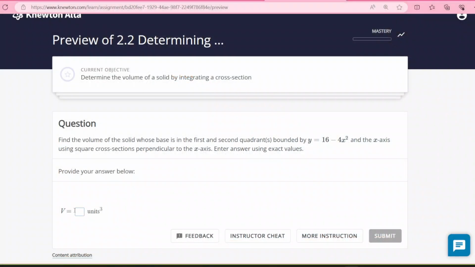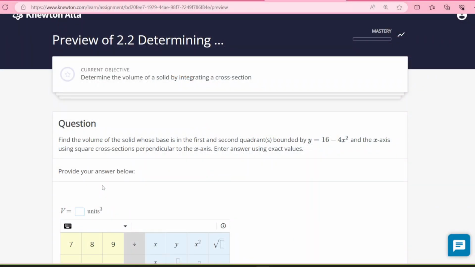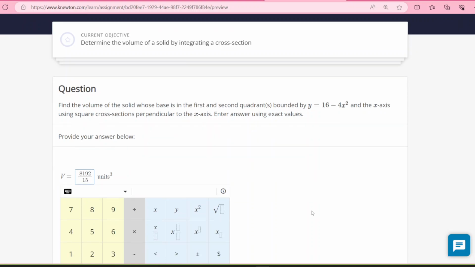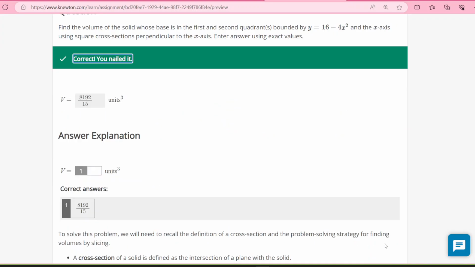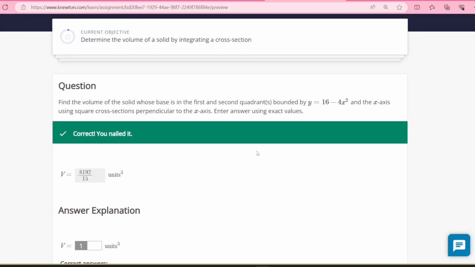Now let's go back and enter that value. 8,192 divided by 15 cubic units. Wait. Now I'm pretty sure that you could have entered 2 to the 13th power divided by 15. I think most of these Newton-Alta problems, if you enter a value that's equivalent to the value in question, it'll give it to you. So maybe I'll check that out for future problems.